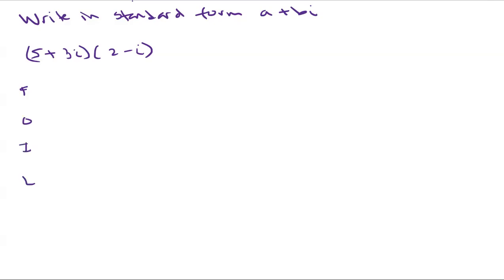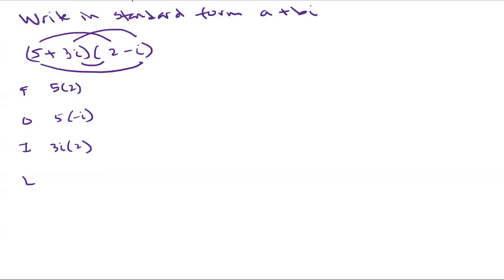The FOIL method is you take your first terms and you multiply those. Then you take your outer terms, so the 5 times negative i, you multiply those. Then you take your inside terms, 3i times 2. And then you take your last terms, so that would be 3i times negative i. So you will get 10 here, negative 5i, 6i, and negative 3i squared.